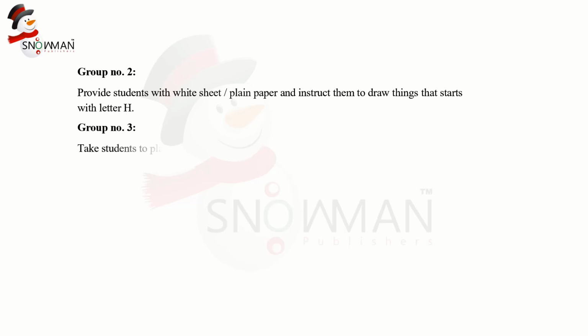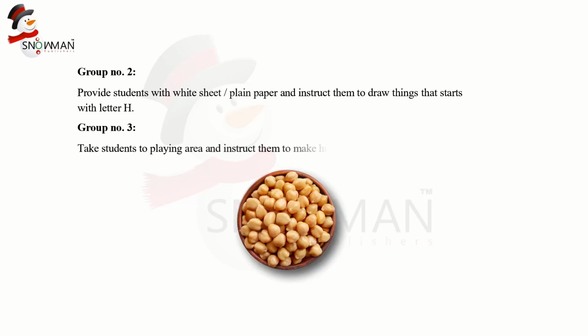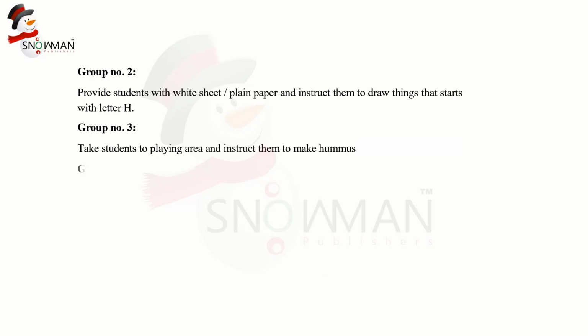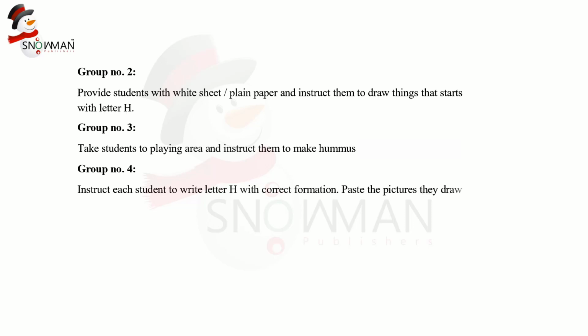Group number 3. Take the students to the playing area and instruct them to make hummus. Group number 4. Instruct each student to write letter H with correct formation. Paste the pictures they draw of letter H in their copies. Note: make sure every student performs the group activity.